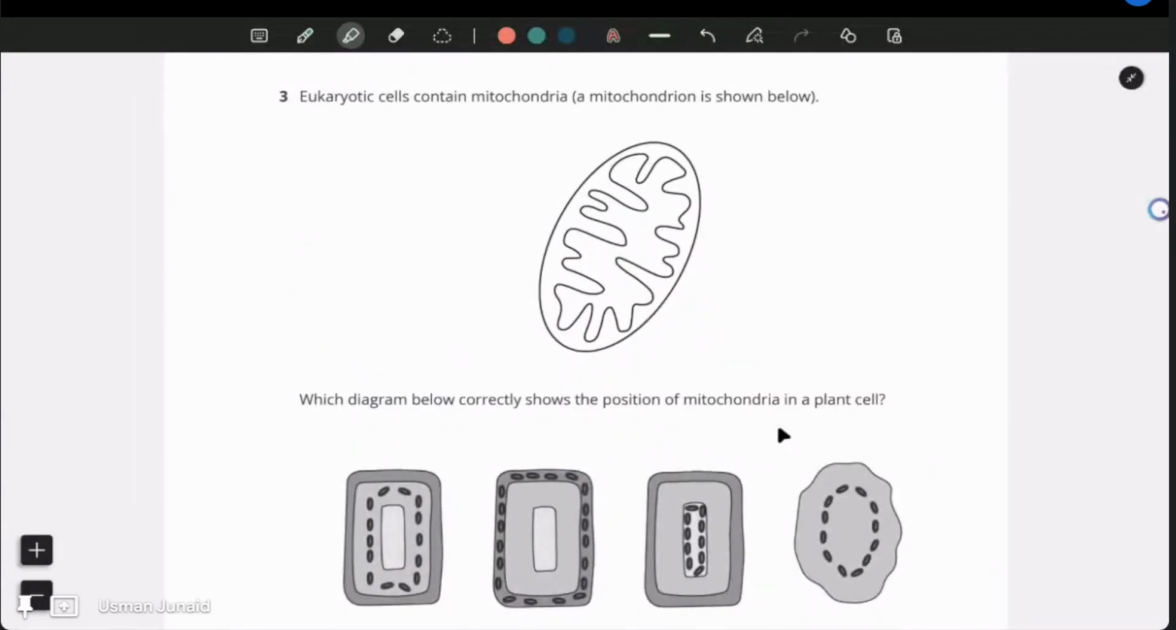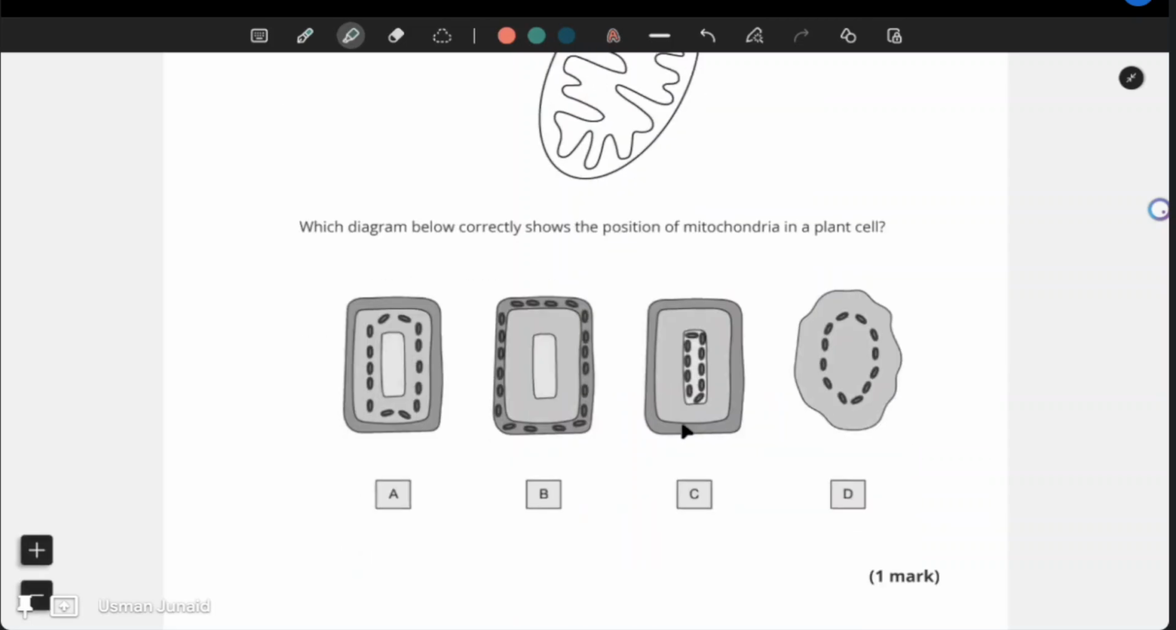Looking at this question, what do you see? Eukaryotic cells contain mitochondria, right? Which diagram below correctly shows the position of mitochondria in a plant cell? A, B, C, or D? C. No, not C. It's A. I'll tell you why. Can you see this diagram?